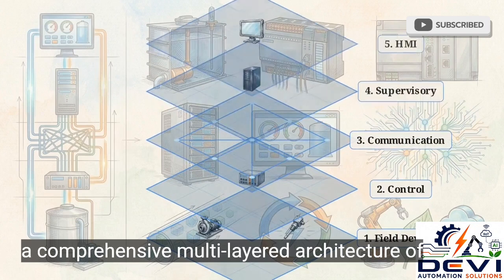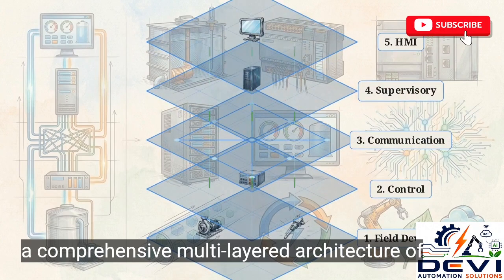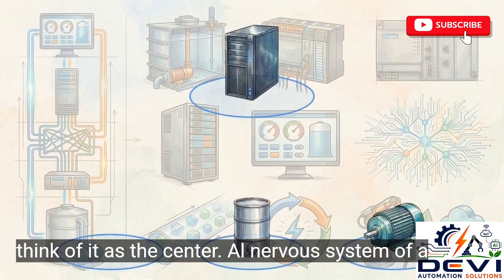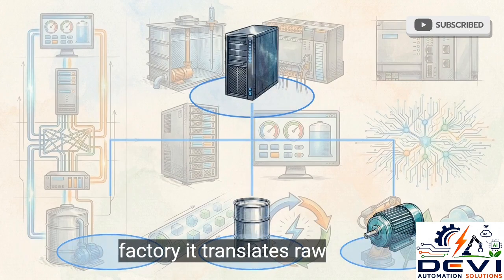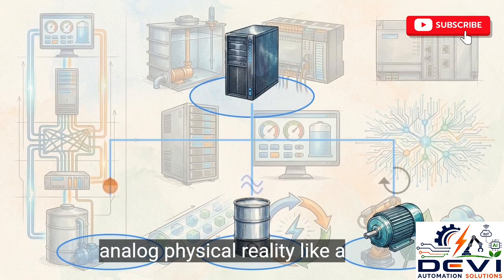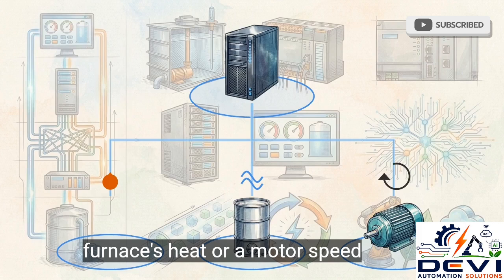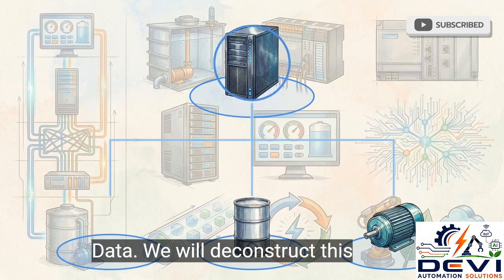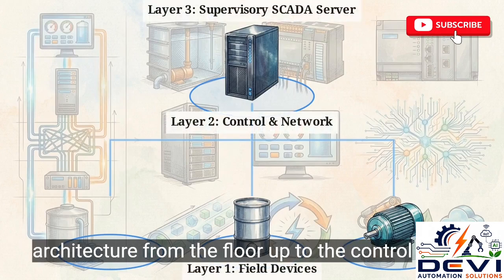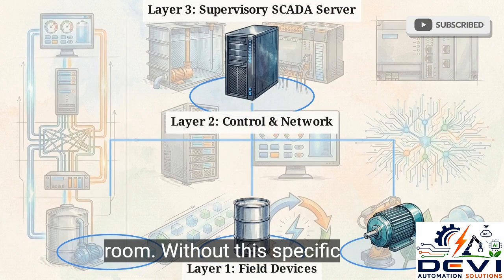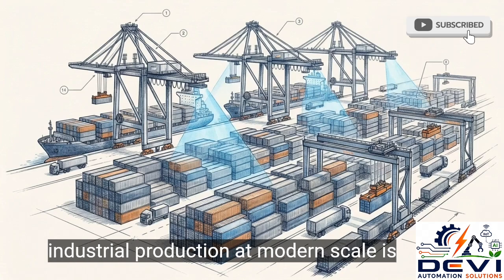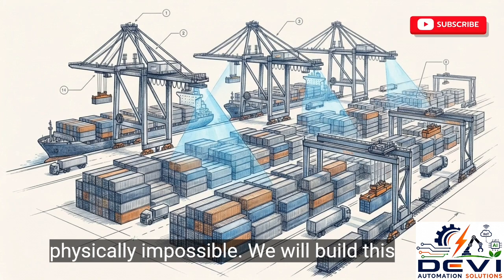SCADA functions as a comprehensive, multi-layered architecture of both hardware and software components. Think of it as the central nervous system of a factory. It translates raw, analog physical reality, like a furnace's heat or a motor's speed, into centralized, real-time digital data. We will deconstruct this architecture from the floor up to the control room. Without this specific architectural framework, safely managing industrial production at modern scale is physically impossible.